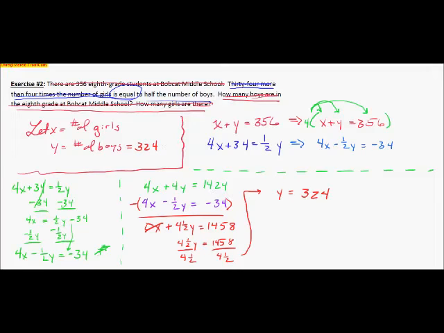And how are we going to figure out the number of girls? Well, we're going to do our substitution. We're going to take the top equation. That looks like the easier one to deal with. x plus y equals 356. And I'm going to plug in this y. I'm going to plug it in right there. Okay, so x plus 324 equals 356. Okay, and I'm going to take away 324 from both sides.